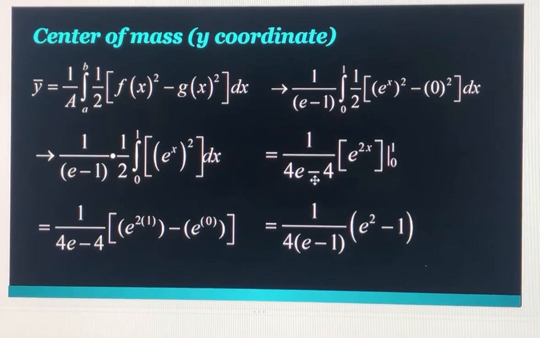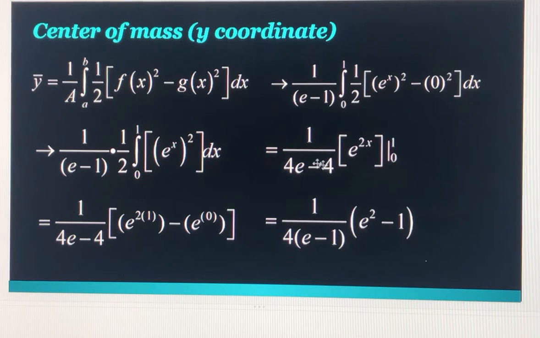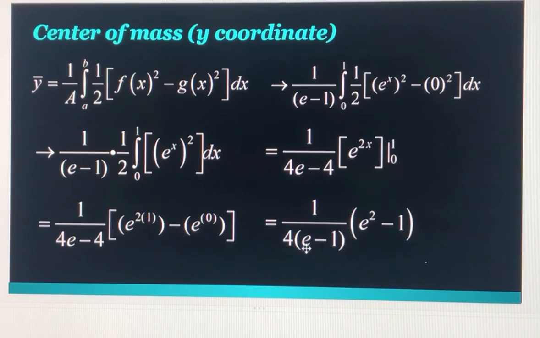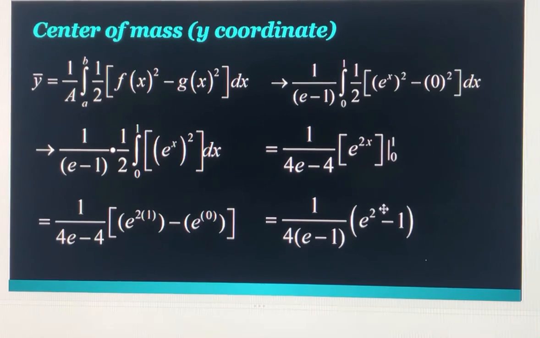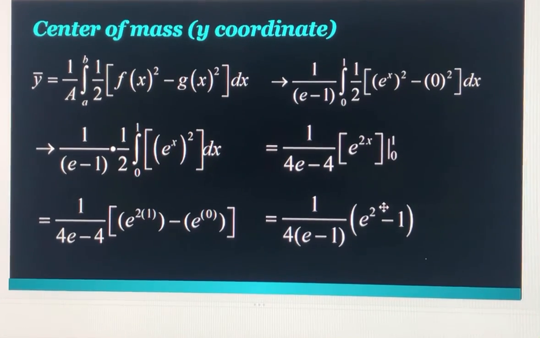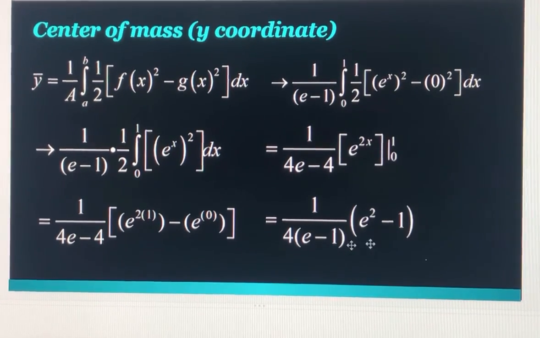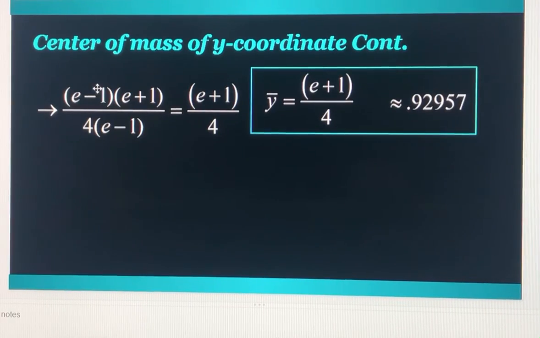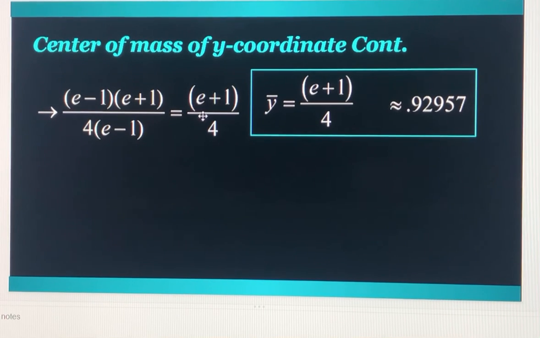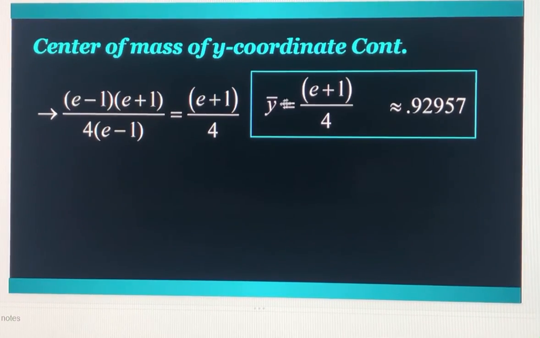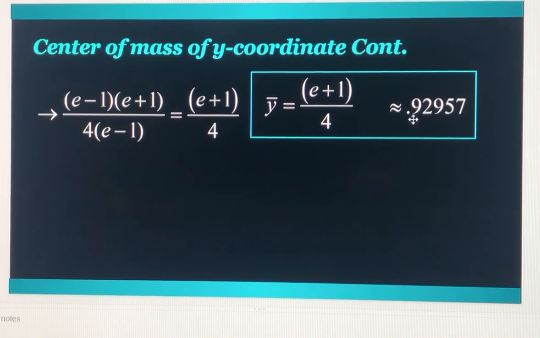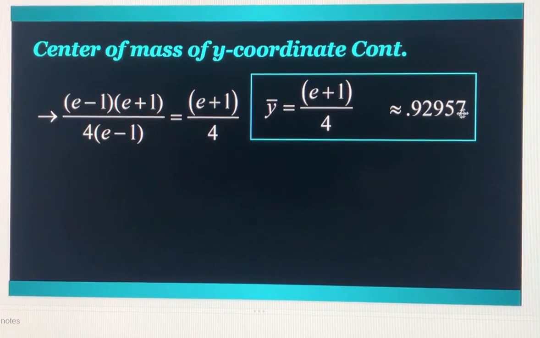Only now we're actually going to distribute out a 4, so we actually get an e minus 1. And what we're going to do right here is factor this out, so we get an e minus 1 and an e plus 1. In this next one, we're going to get the two e minus 1's canceled out right here. So it's going to be e plus 1 over 4. So y bar is going to equal e plus 1 over 4, which is 0.92957.